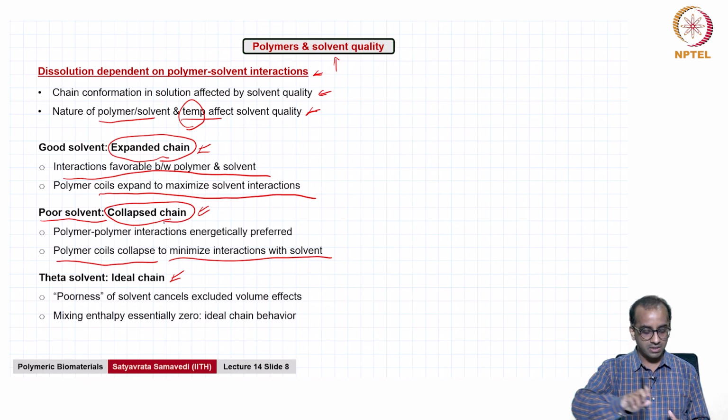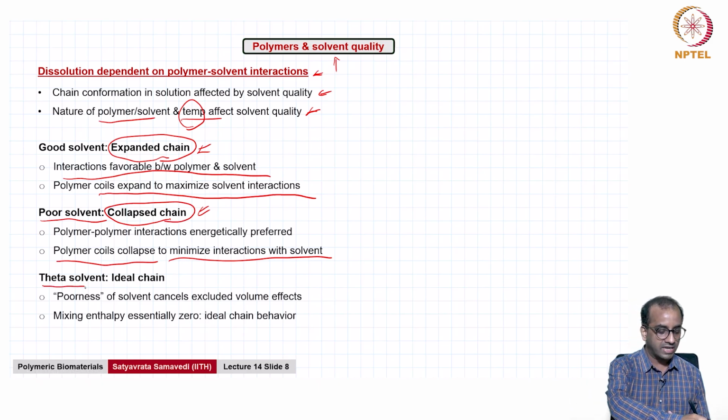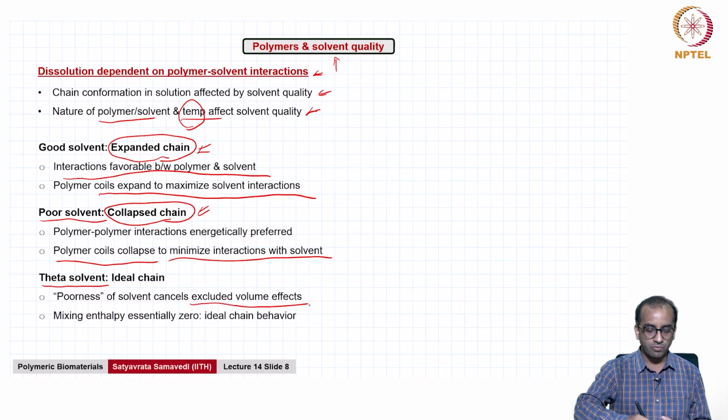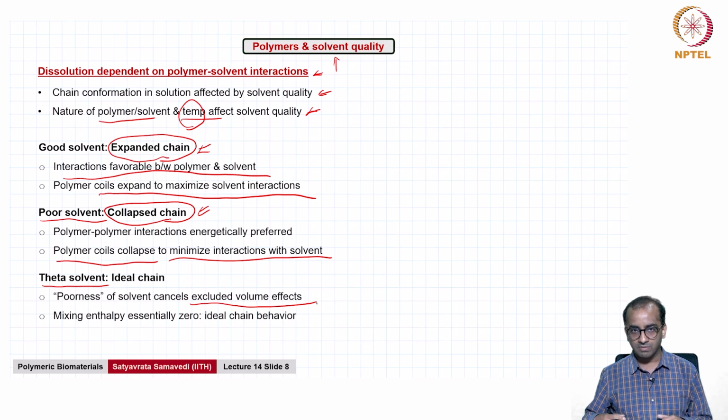Now, somewhere in between, you have something called a theta solvent, where the solvent is poor, but it is just poor enough that it exactly cancels out excluded volume effects. Excluded volume is simply the idea that no two polymer segments can occupy the same region in three-dimensional space, right? So, this segment here or this region here will say, okay, this is my space, so another region cannot come in the vicinity. So, that leads to the idea of excluded volume in polymers, which is unique to polymers.